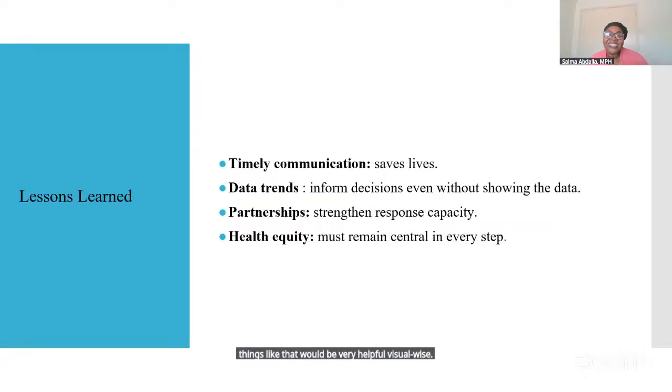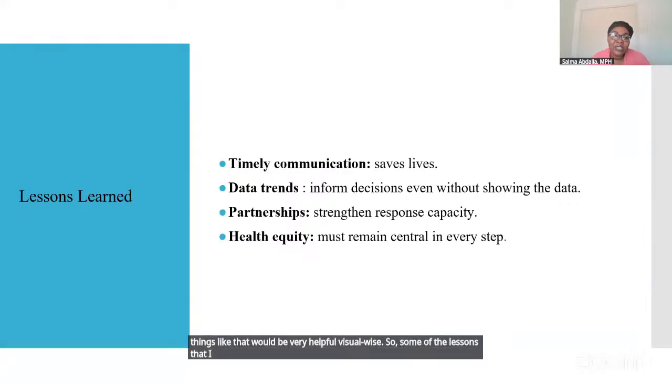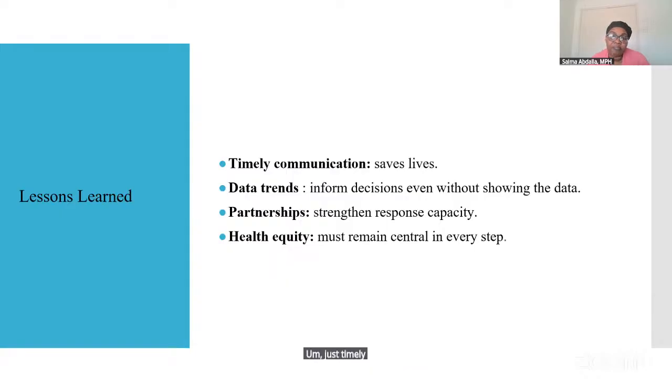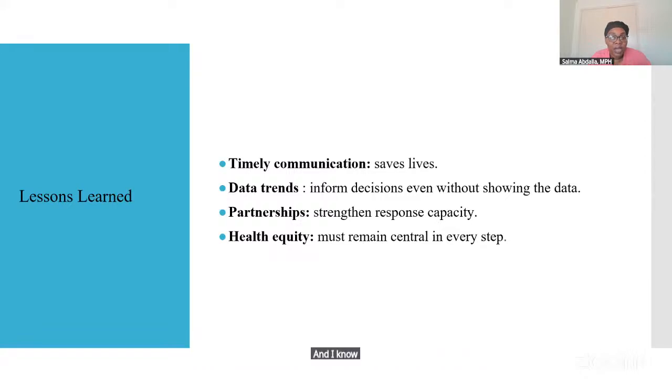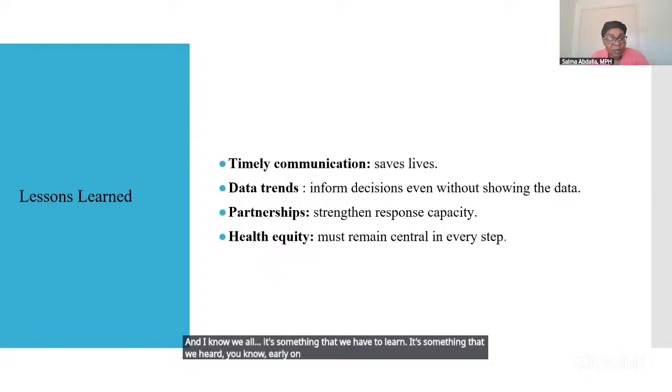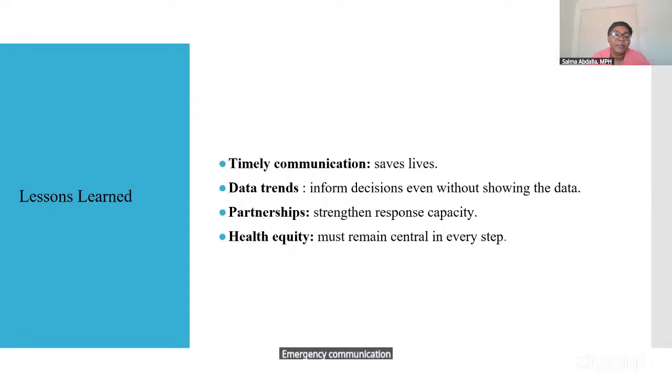Some of the lessons that I learned, and I'm sure a lot of people learned during that time, start with timely communication. It's important to do that early on. It saves lives. If we hear something early on, we have to make sure we tell the public about it. Having emergency communication is important.